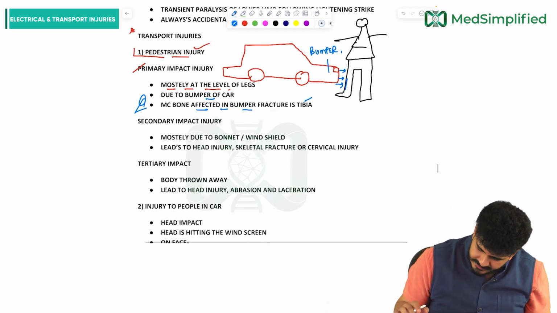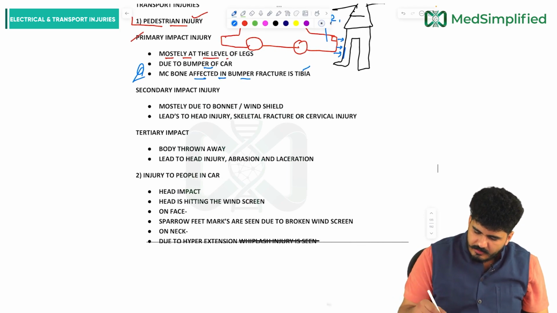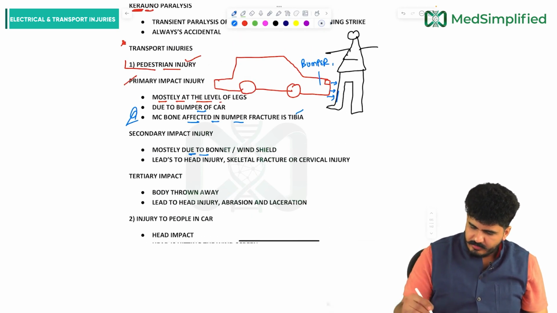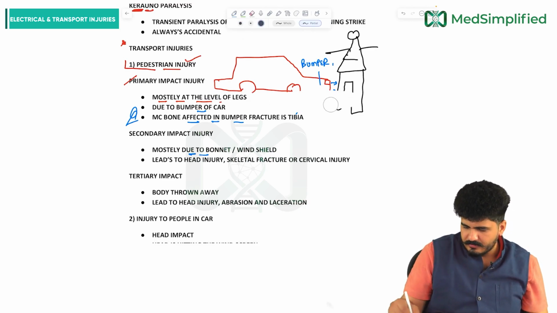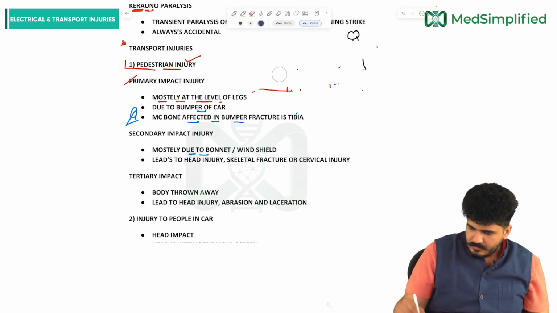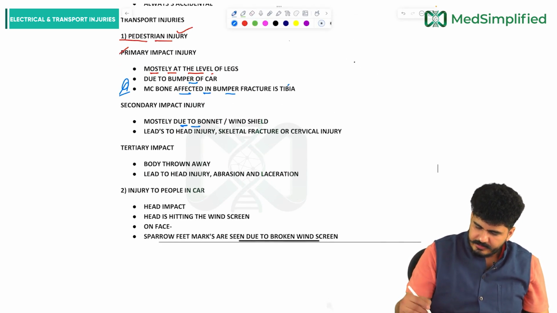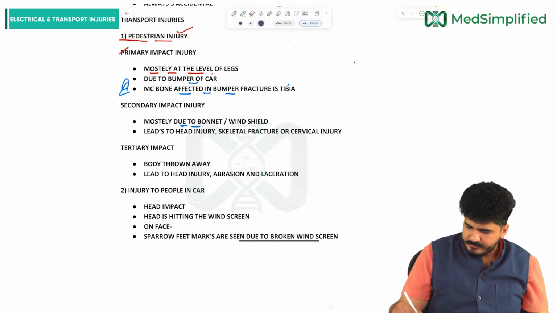Now coming to the secondary impact injury, mostly due to the bonnet or windshield. Now what will happen, sir? I can draw it again. Primary impact, you understand. Now secondary impact, I'll draw first. So this is a car.